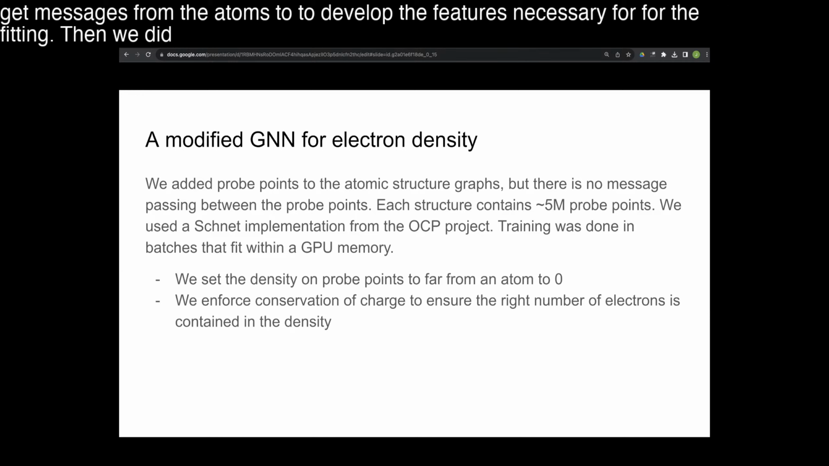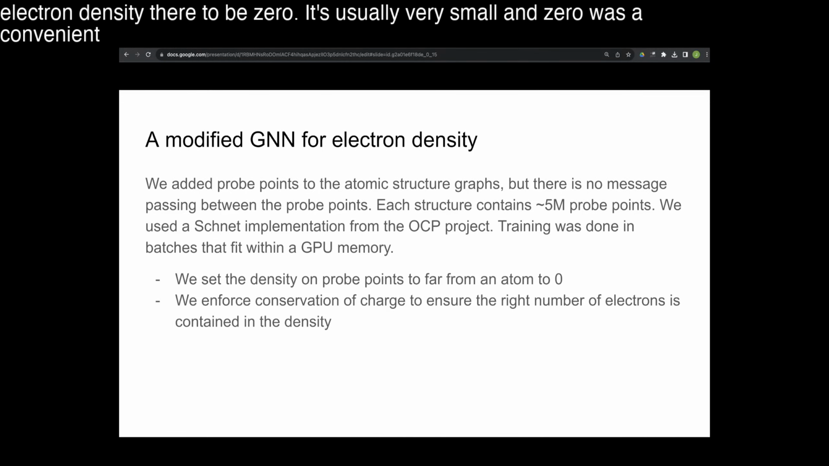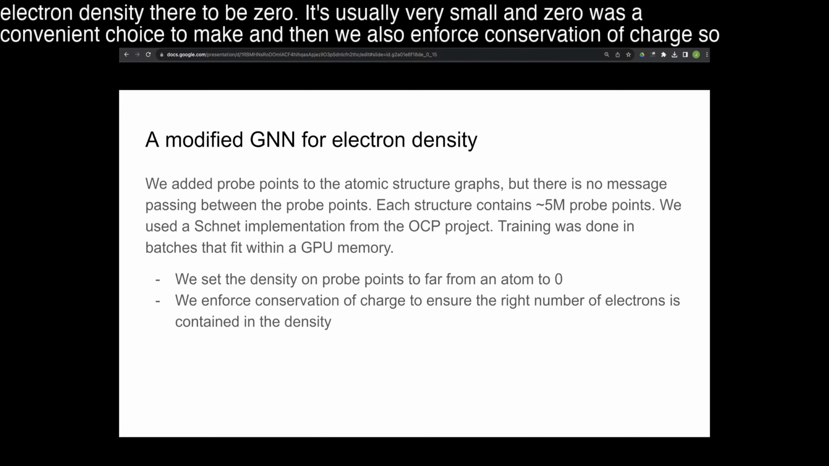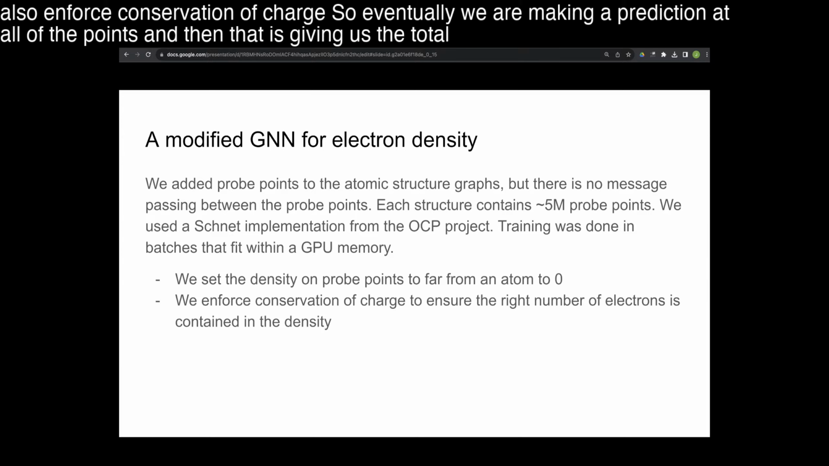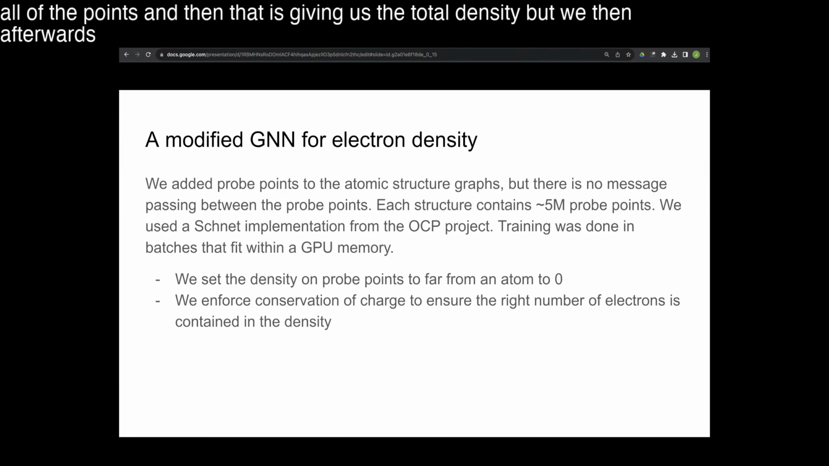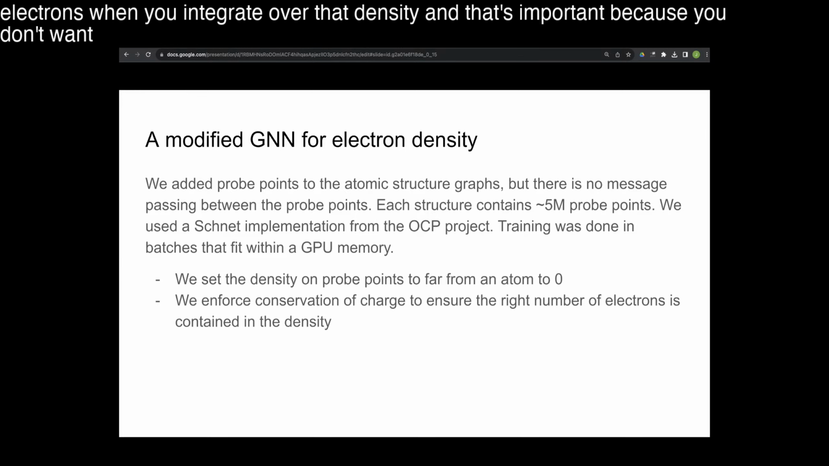Then we did two other things. If a probe point was too far from an atom, we set the electron density there to be 0. It's usually very small, and 0 was a convenient choice to make. And then we also enforce conservation of charge. So eventually we are making a prediction at all of the points, and then that is giving us the total density. But we then afterwards enforce a conservation of charge so that we get the right number of electrons when you integrate over that density. And that's important because you don't want your electron number to be changing as you go in most cases.